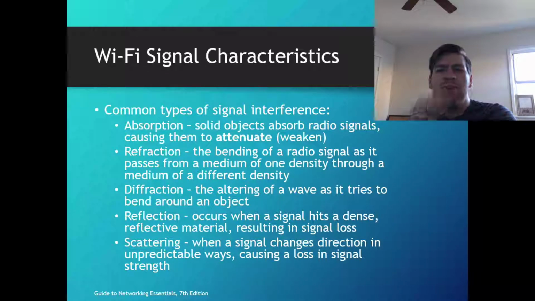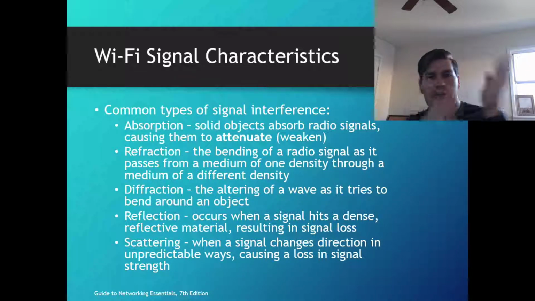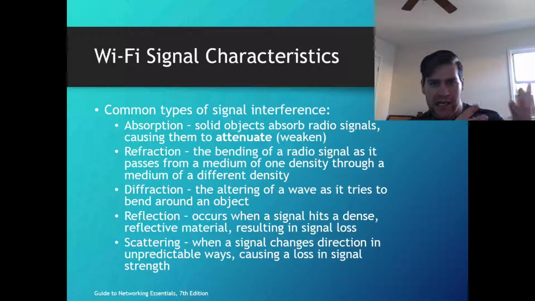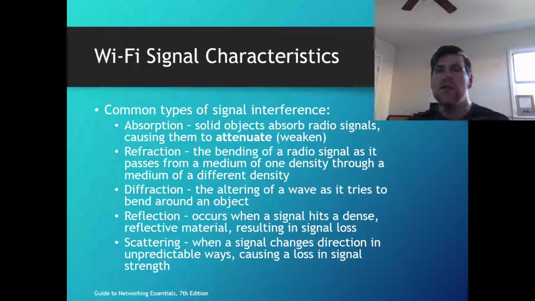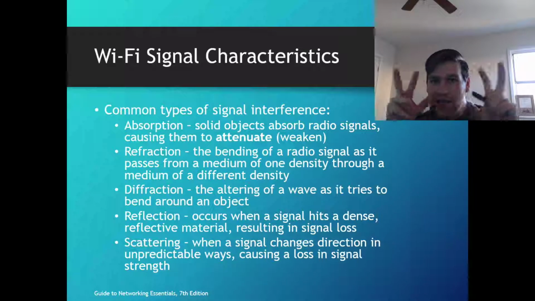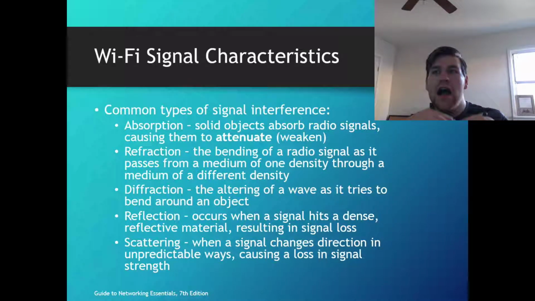Now, interference, I think, is maybe not the greatest term, but yeah, it is a good term for this. It's what can happen to a wireless signal in between transmitter and receiver that can affect it negatively, so that would kill the signal. So the first thing that can happen is absorption. Solid objects and even non-solid objects like fluid objects like the air eventually will absorb radio signals.